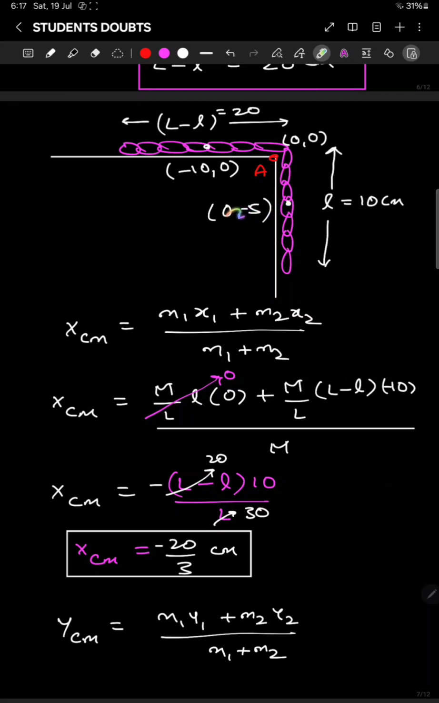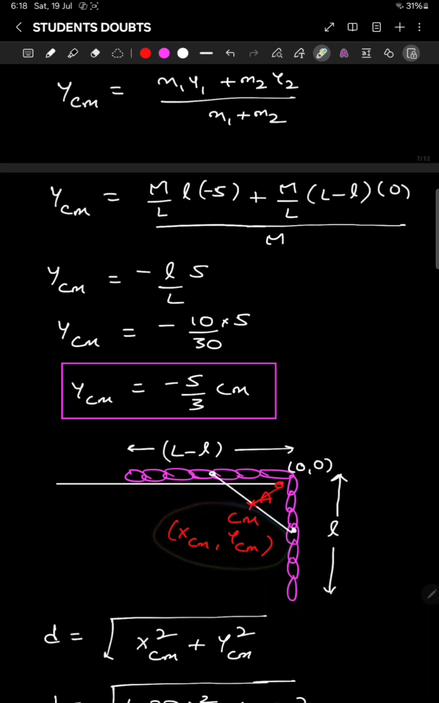X coordinate will be 0. Y coordinate will be, out of 10, center means 5, so minus 5, on the negative y axis. For the table part, the x coordinate will be minus 10, on the negative x axis, because the center means half of 20. Y coordinate 0. Now apply the XCM formula and YCM formula. Here its mass was M1 and its mass was M2. Just apply the formula. M1 mass we know, M2 mass we know. This was X1, this was X2. Apply, and you will get the XCM value. Similarly for YCM. We got the coordinates of the center of mass, XCM, YCM.